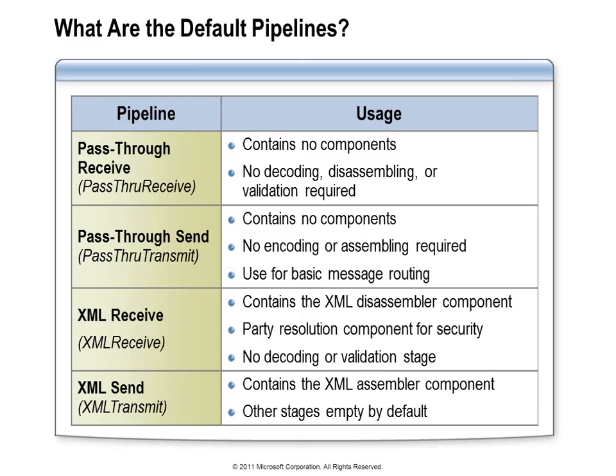If, on the other hand, your receive location is going to be accepting XML messages and you need to do property promotion, you can use the XML receive pipeline. The XML receive pipeline includes the XML disassembler and the party resolution component. It does not include any components in the decoding or validation stage. On the send side, you can use the XML transmit pipeline, and that simply includes the XML assembler component. You'll want to configure this pipeline in your send port if you want to use the property demotion features. And as I mentioned, if your send port is transmitting an XML message, it does not necessarily need to use this pipeline. If the message is already in the format required by the destination system, then this pipeline would really only be performing unnecessary processing.